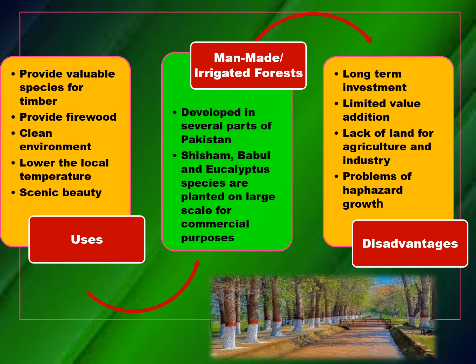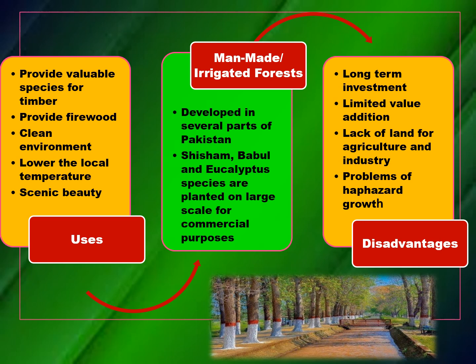Now, if we talk about man-made or irrigated forest, it is developed in several parts of Pakistan like Changa Manga near Lahore, Jallo Forest at Lahore, and national parks in Pakistan. It is also there in the Thal area, in Chichawatni, on some barrages like Guddu Barrage. Shisham, Babul and eucalyptus trees are the main species which are used. The uses of these kinds of man-made forests are to provide valuable species for timber, provide firewood, clean the environment, lower the local temperature, and also provide scenic beauty.